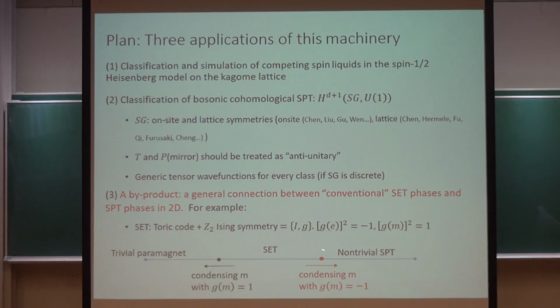So you start from the same SET. This is a rather conventional SET. There's no gravitational anomaly or anything like that, but you can confine the topological order in two different ways, and you get two different phases. And one of them is an SPT.